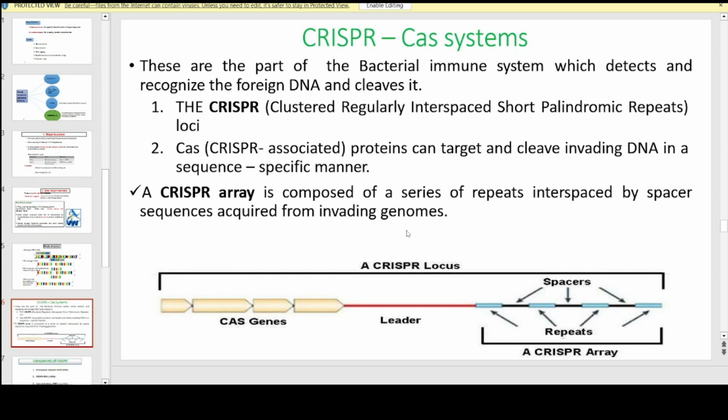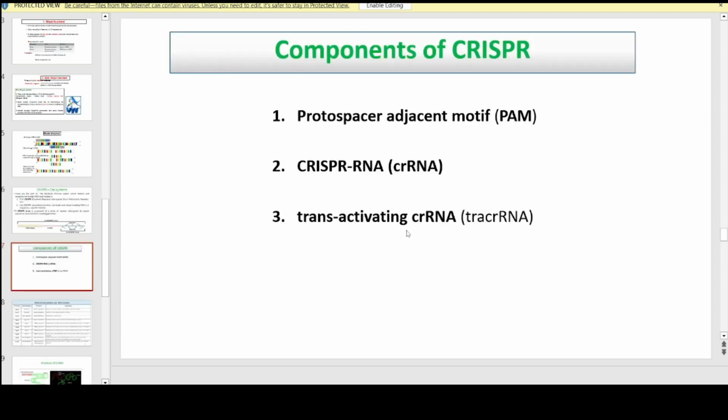The third and most important system is the CRISPR-Cas system. It is part of the bacterial immune system, which detects and recognizes foreign DNA and cleaves it. CRISPR is a modern technique nowadays used for genome editing. The components of CRISPR are the protospacer adjacent motif, CRISPR RNA, and tracrRNA.